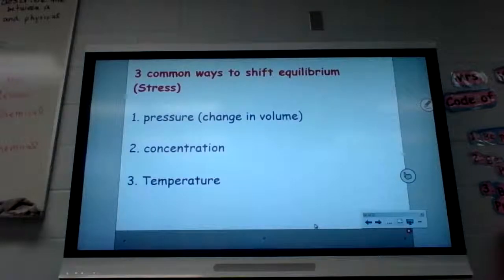Does anybody remember? Probably not, but let's give it a shot. Which law were pressure and volume? Very good. Boyle's law. How are pressure and volume related?